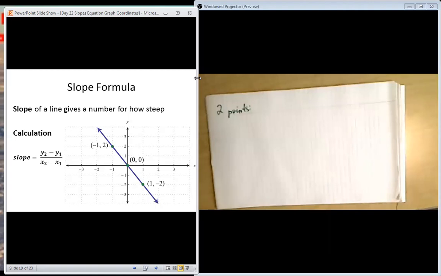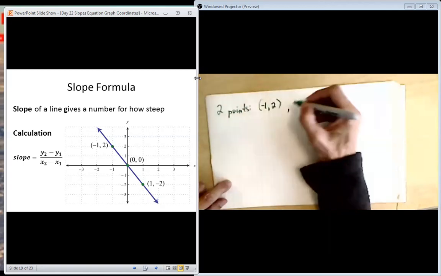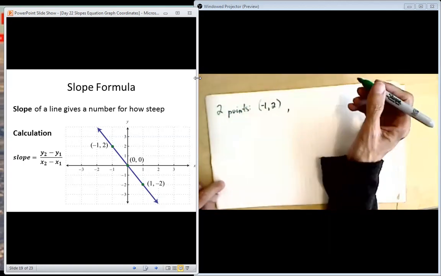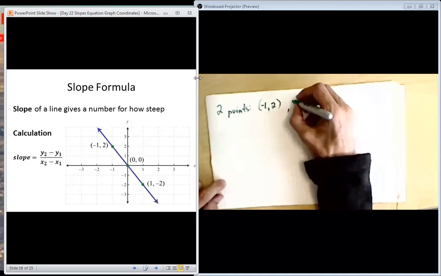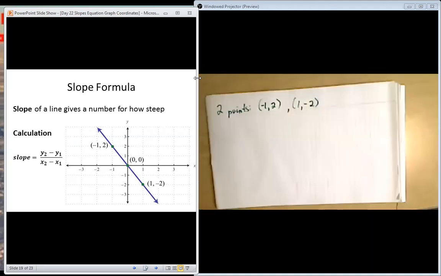Okay, so 2 points. Which ones would you like to use? So -1 and 2. And what's the other one? 1 and -2. Not bad. Zeros are pretty nice though sometimes when you get them, eh? So you can keep that in mind. Might be faster. Okay, we'll take a look though.